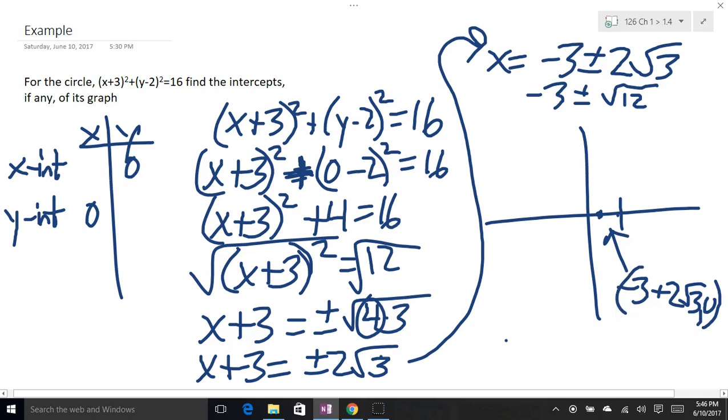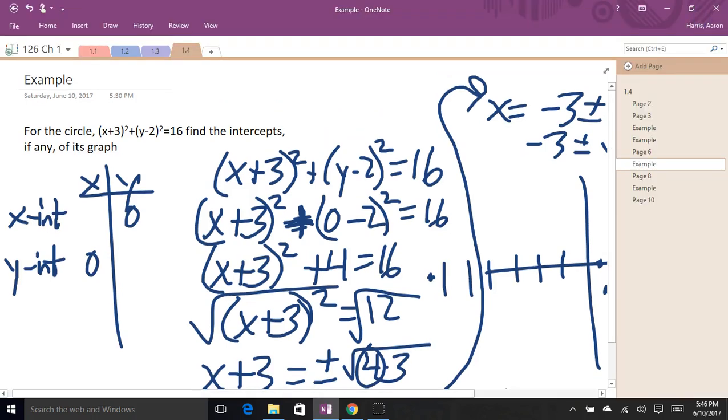And there's that point, and then you got negative 3 minus root 12. So you got negative 3 minus 3 point something, so negative 6 point something, about right there on this circle. Okay, and then you can find your y-intercept this time by letting x be 0. Let me erase this here.